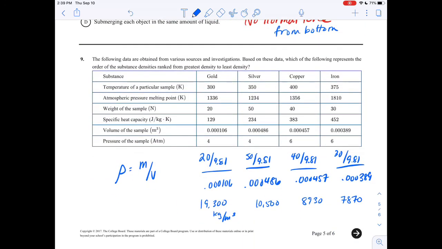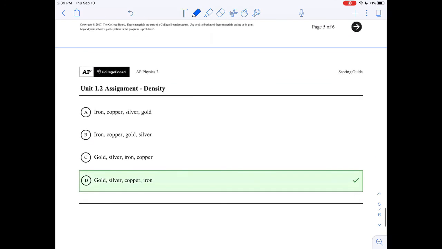Finally, number 9, the following data are obtained from different sources and investigations. Which of the following represents the order of substance densities ranked from greatest to least? So again, density is mass over volume. They give us the weight. If you take the weight and divide by g, 9.81, you will get the mass. So the 20 over 9.81 is the mass of the gold, and then I would divide by the volume and get the density. So I've listed the densities, and the proper answer is gold, silver, copper, iron.